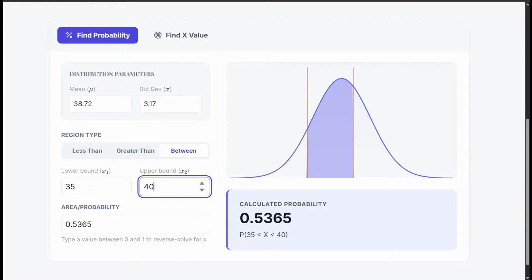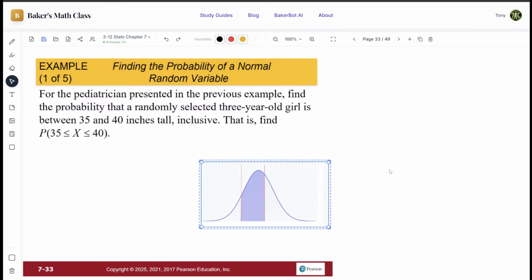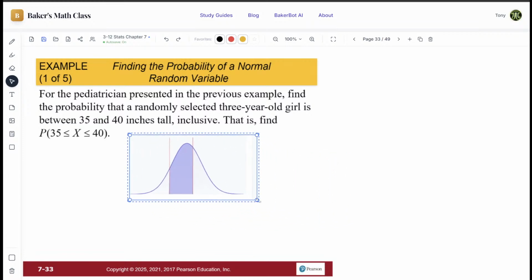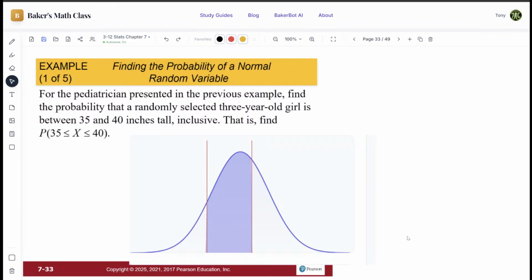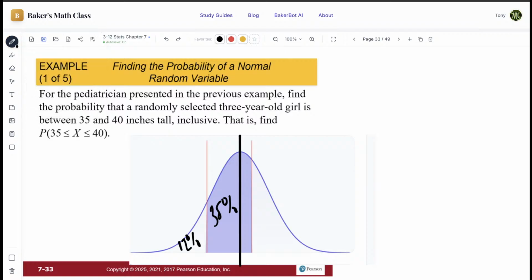Does that make sense? That it's over 50%? Well, yeah, because if we're looking at this graph here, I know that, first of all, we're over the mean. So this was only like 12%. So that right there has got to be 38% because that's got to add up to 50. So yeah, over 50 kind of makes sense for this problem. Okay.